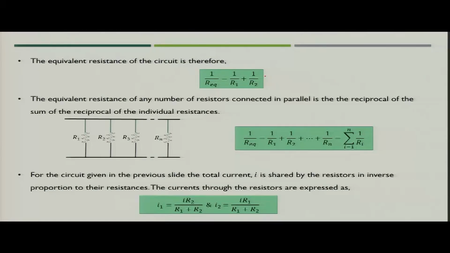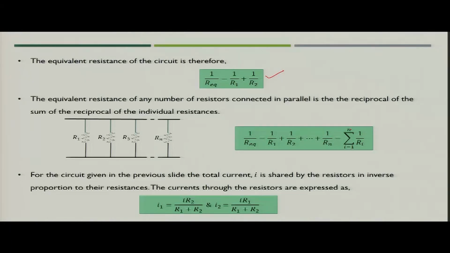So, what you can write now? 1 upon R equivalent is nothing but 1 upon R1 plus 1 upon R2. Now, if you want to generalize it, what you can write? Suppose there are n resistances in parallel, then 1 upon R equivalent is nothing but 1 by R1 plus 1 by R2 and so on up to 1 by Rn, or in mathematical terms you can write it as the summation of i equal to 1 to n of 1 by Ri.